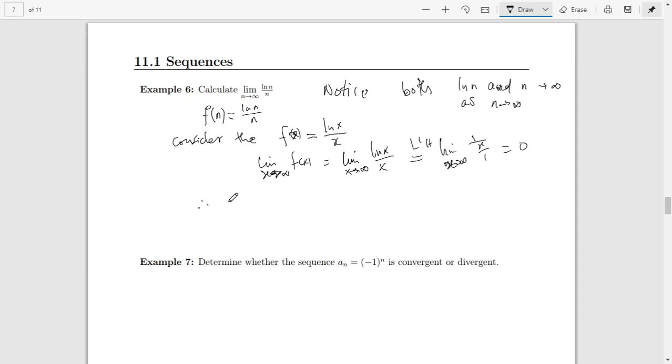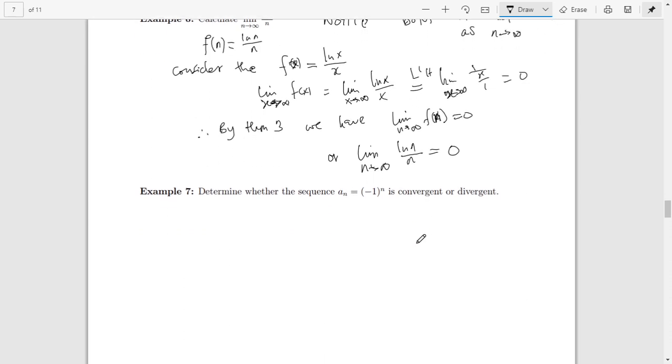Therefore, by theorem 3 that we saw in the last video, I'm just going to call it THM 3, we have that the limit as n tends to infinity of f of n is equal to 0, or the limit as n tends towards infinity of natural log of n over n is equal to 0. So that is the limit.